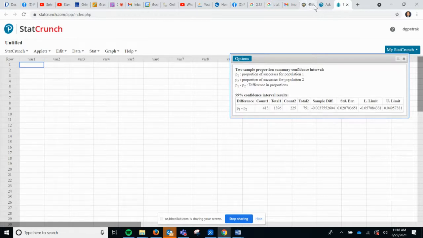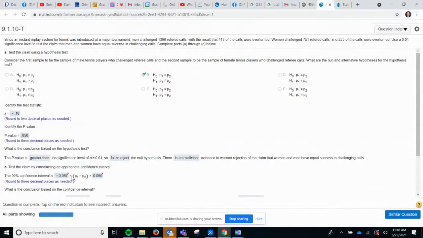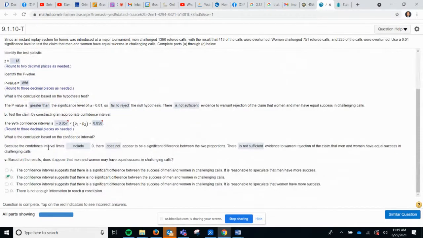And so if we type that in, what do they want for the answer here? They want, yeah, so here's the right answers, and cool. So let's see, I'm going to hit, they conclude, does not appear to be a significant difference. Yep, there's no difference. So I'm going to hit stop sharing here for a second.